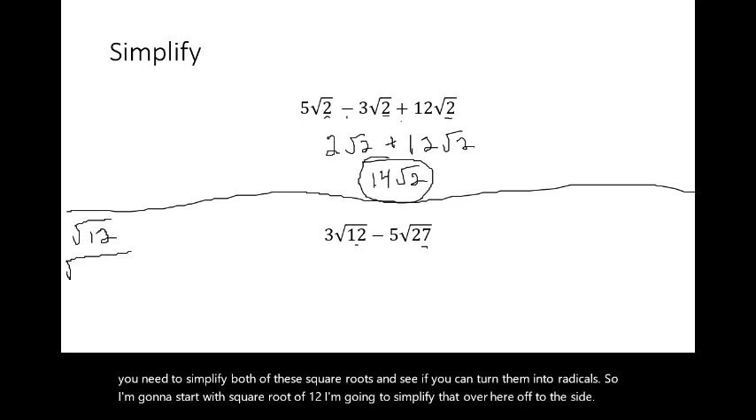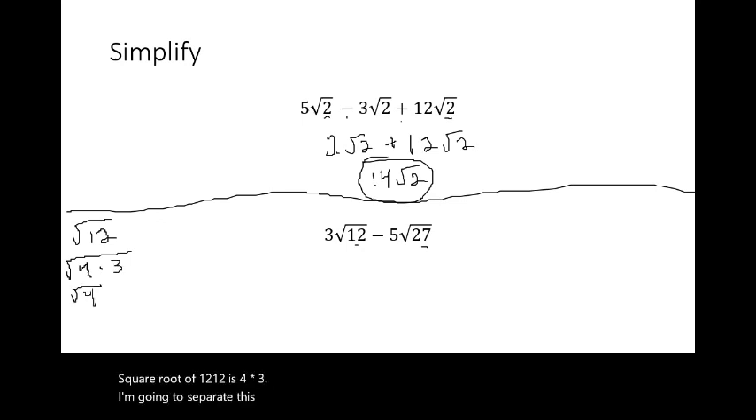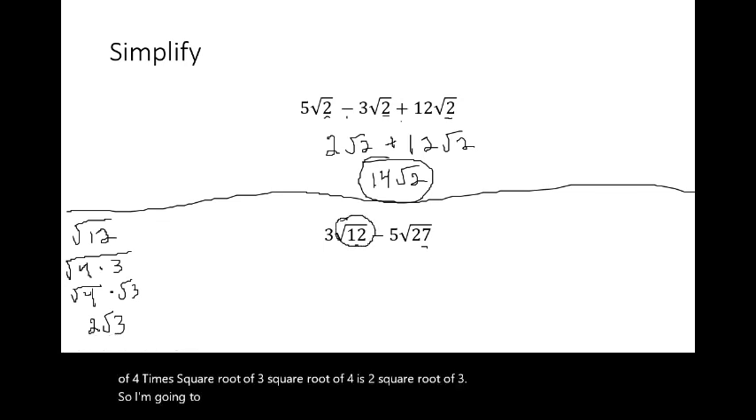Square root of 12, well, 12 is 4 times 3. I'm going to separate this into the multiplication of two separate square roots, so square root of 4 times square root of 3. Square root of 4 is 2, square root of 3. So I'm going to eventually replace square root of 12 with its simplified version, 2 root 3.